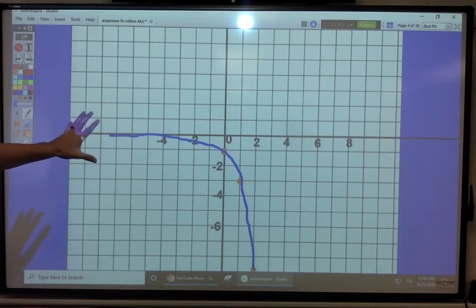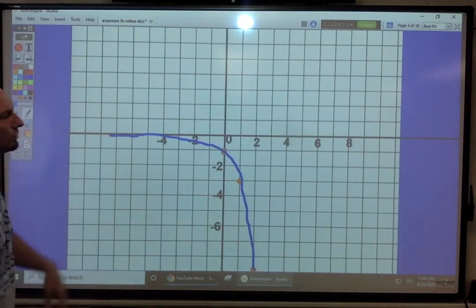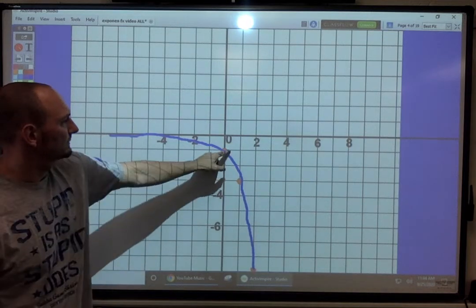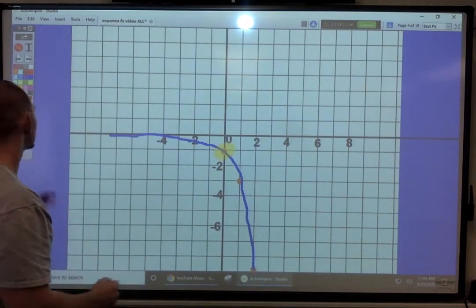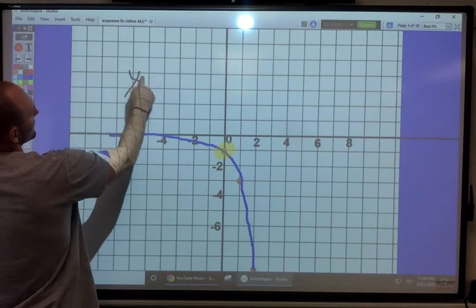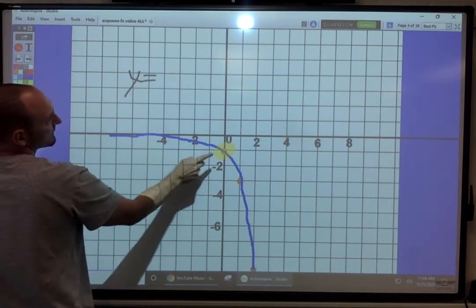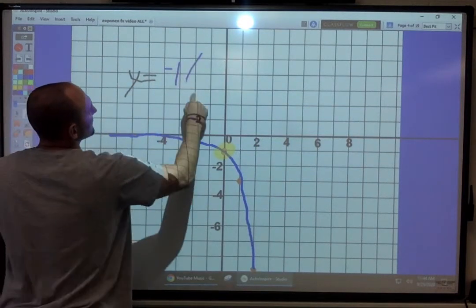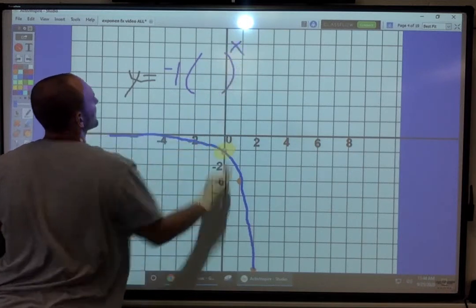Writing the function from a graph. Woohoo! Y-intercept. Very quickly. Got that number. So we're halfway done. Y equals -1 times something to the x power.